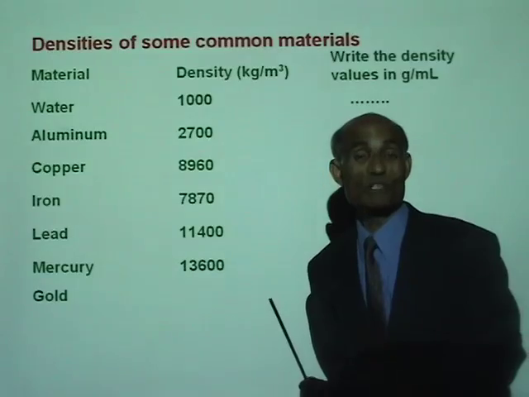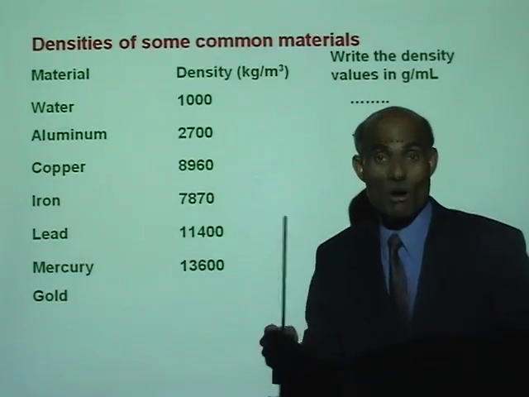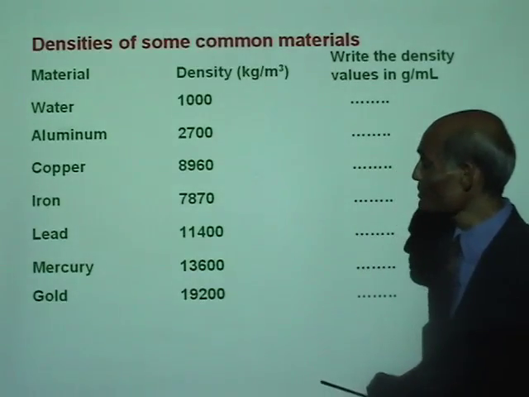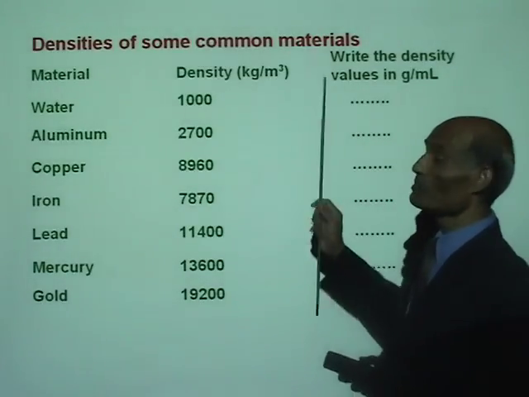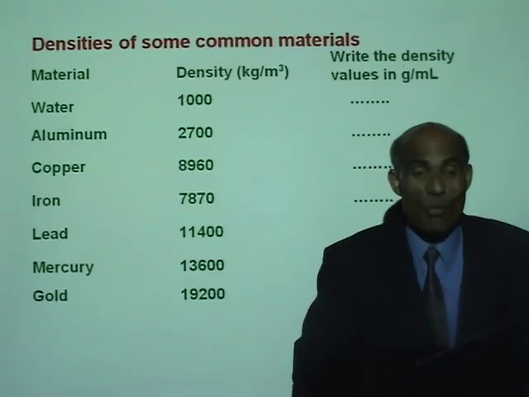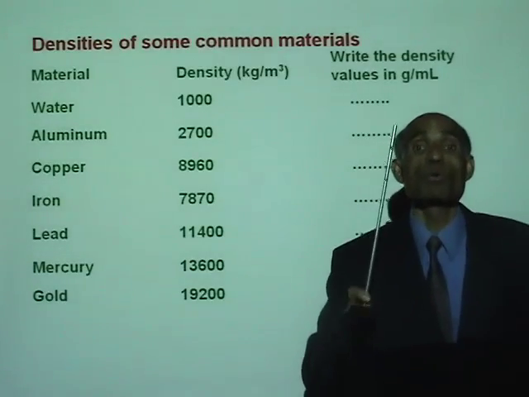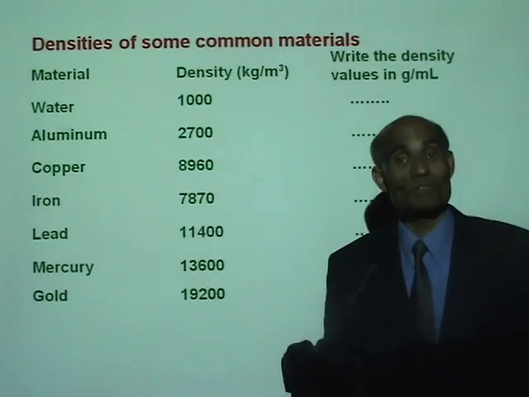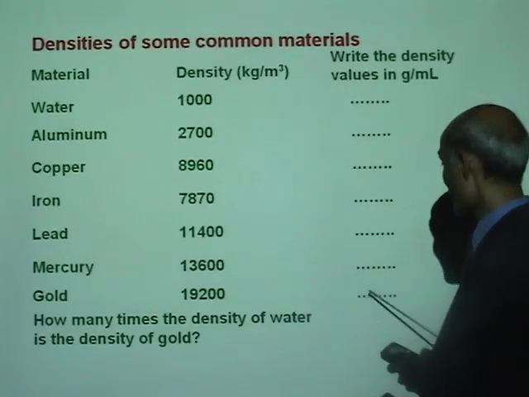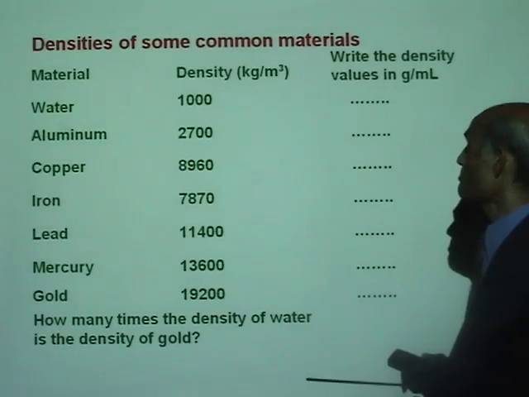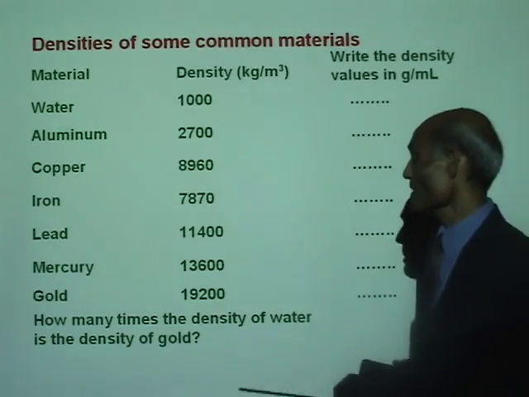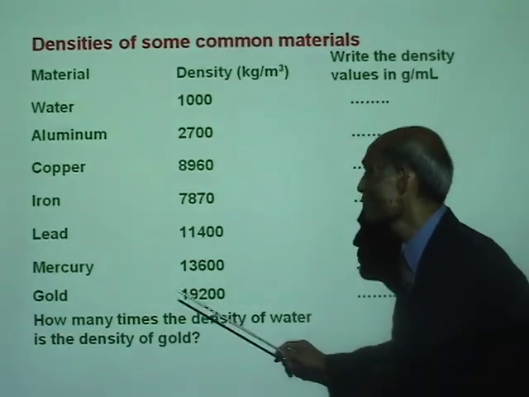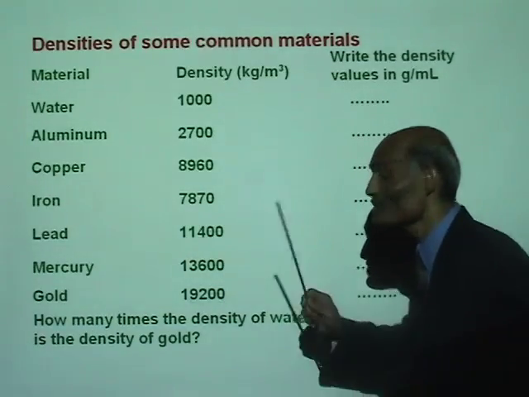And the king of all the substances is gold. You know, gold is used for ornaments. Look at the density. It's 19,200 kilogram per meter cube. If you have 1 meter cube of gold, its mass will be 19,200 kilograms. You see? Write that in gram per milliliter. Alright, can you answer this? How many times the density of water is the density of gold?